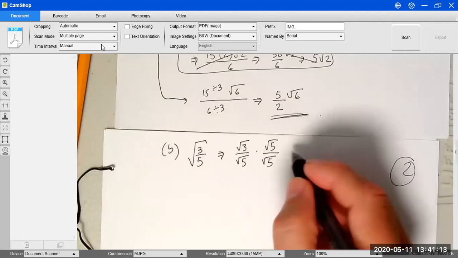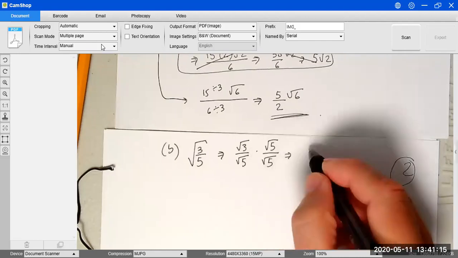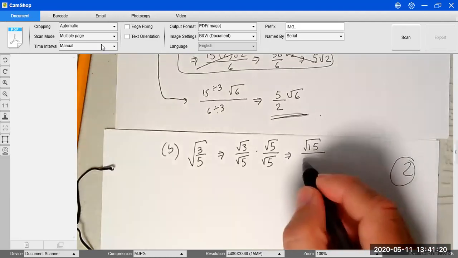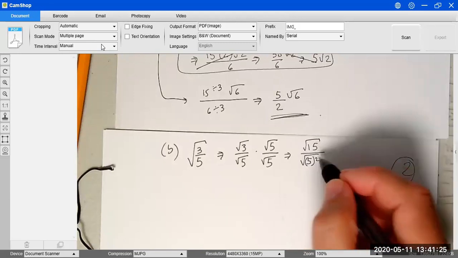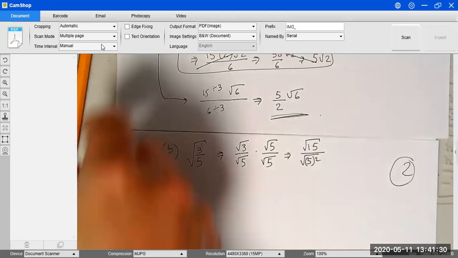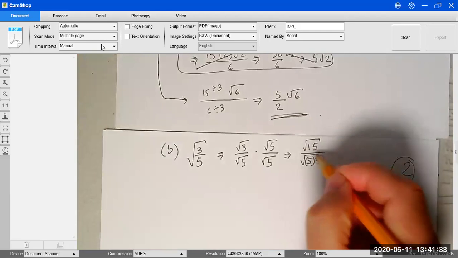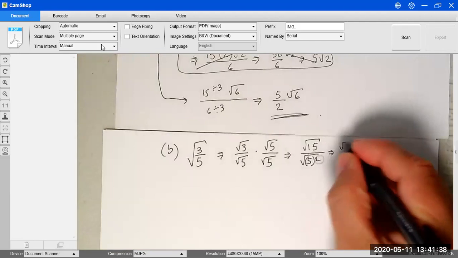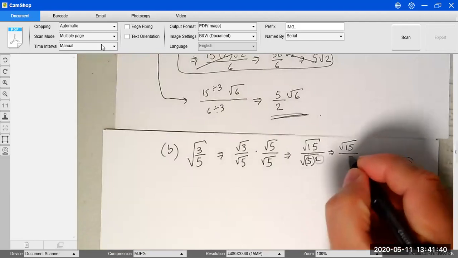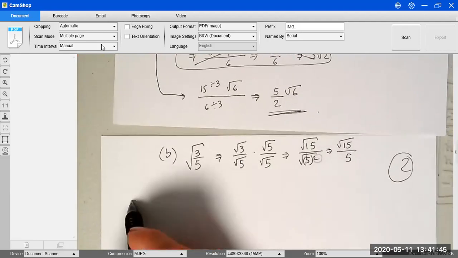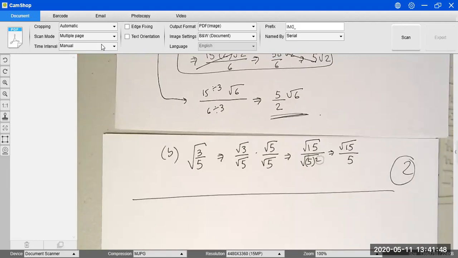So when we do this, we're going to get 3 times 5 is going to be 15. And in the denominator, we're going to get 5 times 5 is 5 squared. So you can cancel the radical and the exponent. So we remove this, so we get square root of 15 over 5, and that's it. We cannot do more than that. So let's work another example.